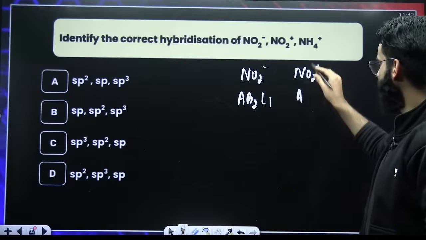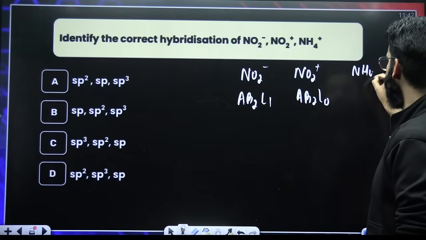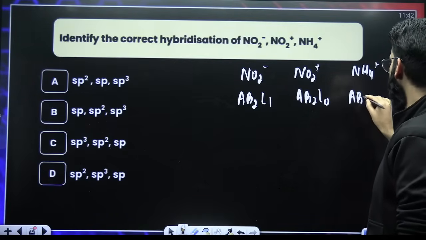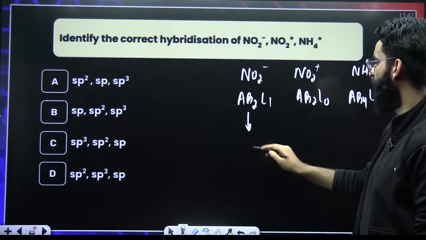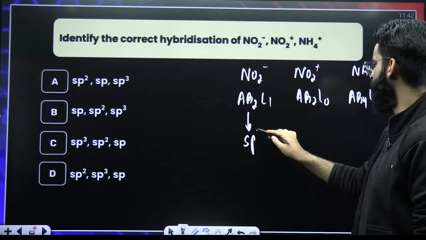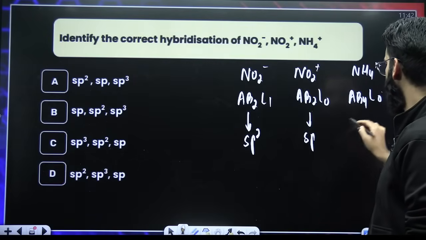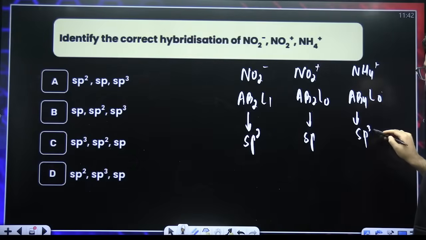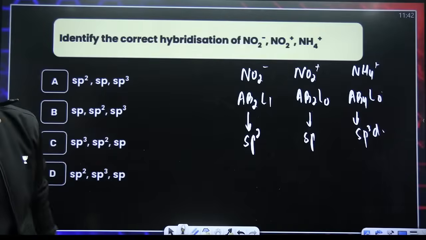Perfect. Look at this one. This is AB2L0. NH4 positive is AB4L0. Hybridization: 2 sigma, 1 lone pair, 2 plus 1, 3, sp2. 2 plus 0, 2, sp. And this is sp3. Now, what is the answer? You can easily check it.